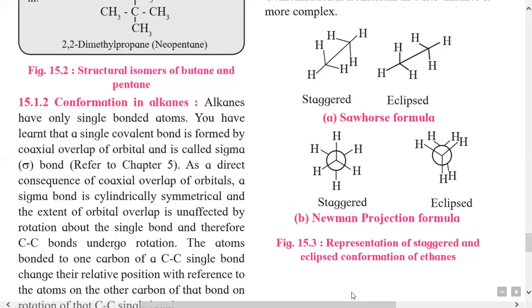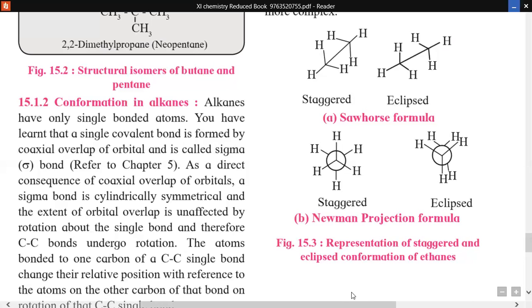So the most stable conformation out of staggered and eclipsed is the staggered conformation, and the eclipsed conformation is the least stable conformation. And that is about the conformations in alkanes. Thank you.